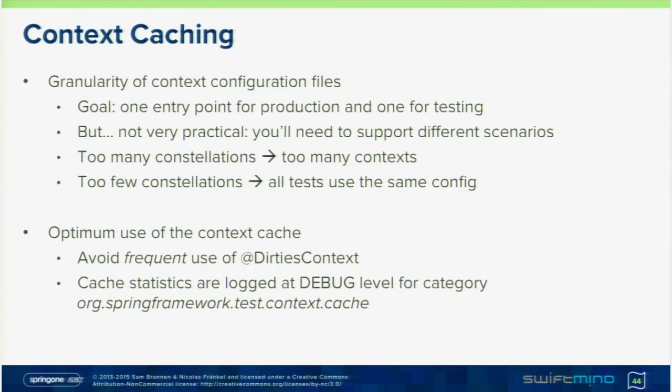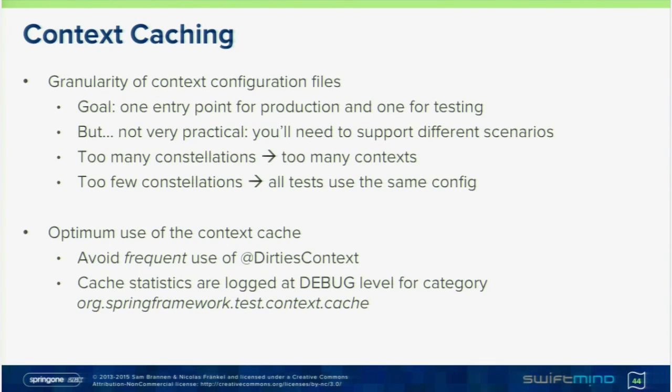Next up, context caching. A lot of people don't understand that the TestContext Framework in Spring actually caches your contexts between tests, between test methods, between test classes, and also between any tests in the same test suite or the same process. So basically behind the scenes, the application contexts that are loaded in the testing framework are stored in a static map. And that can be really good if you know that it's there and you keep this in mind.